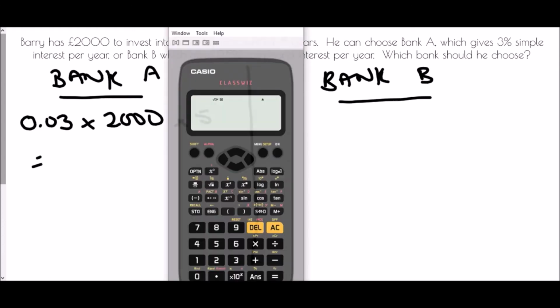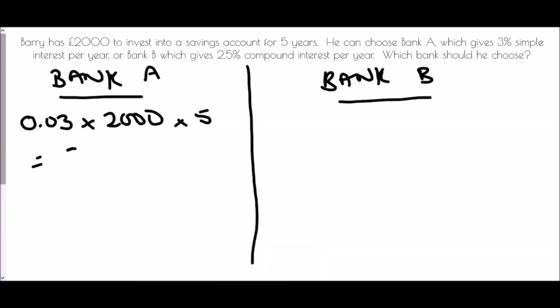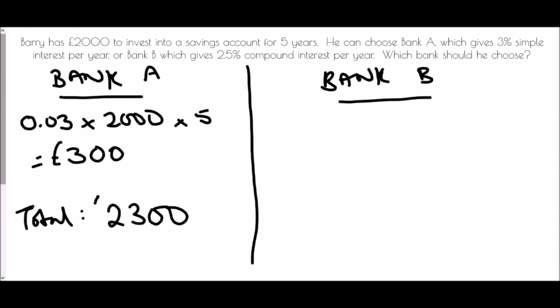And so we grab our calculator, 0.03 times 2,000 times 5. And he gets £300. And so that is the interest earned. Now, if that's the interest earned, then the total amount in his account at the end is going to be £2,300. So at the end of his 5 years, he will have £2,300.